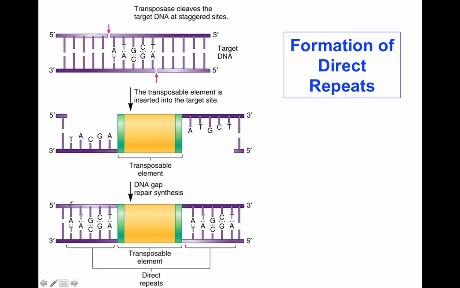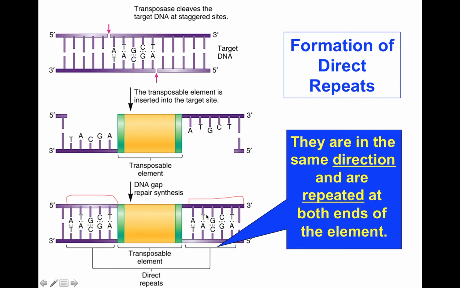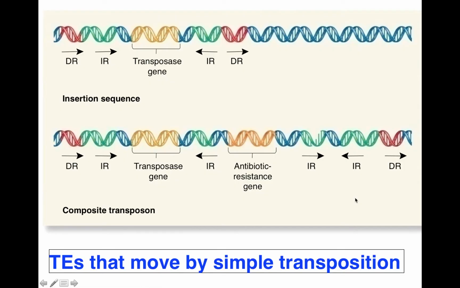So when a transposable element integrates into a new site in the genome, it has a telltale signature of direct repeats. ATGCT, ATGCT on either side of the integration site. They're called direct repeats because they're the same, they're repeated in the same direction.